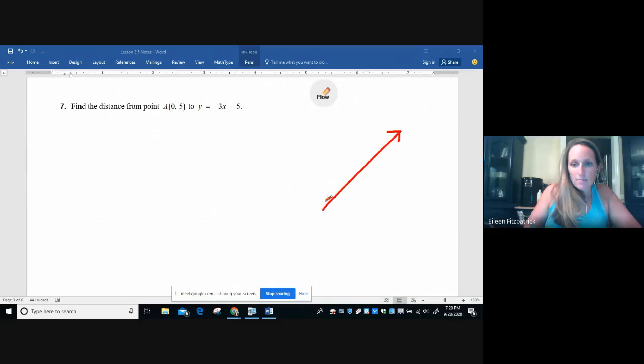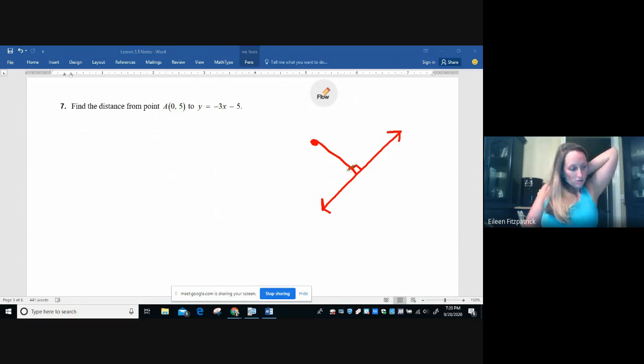If you have a line and you have a point not on the line, in order to find the distance from this point to the line, we have to find the perpendicular segment, right? Because we want to measure the distance in a perpendicular segment, okay? So what we're going to have to do is find the equation of the line that's perpendicular to this line. That's the first step, okay?